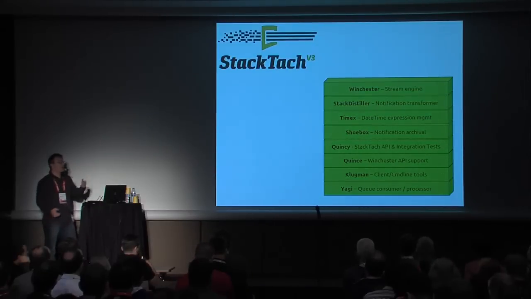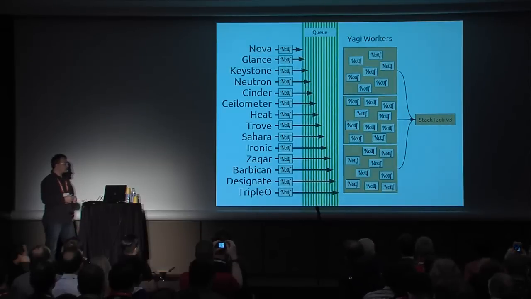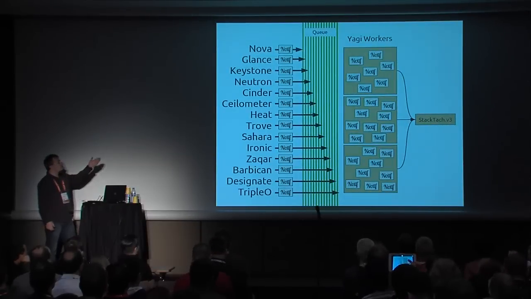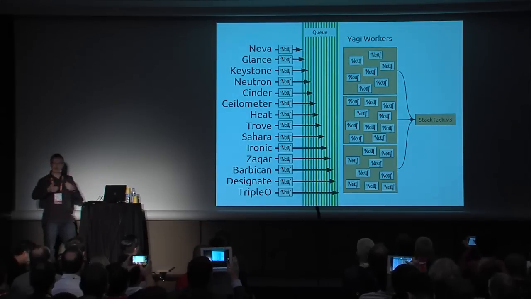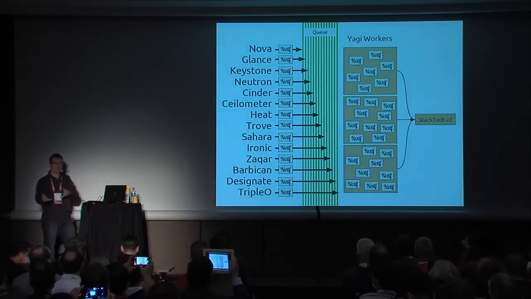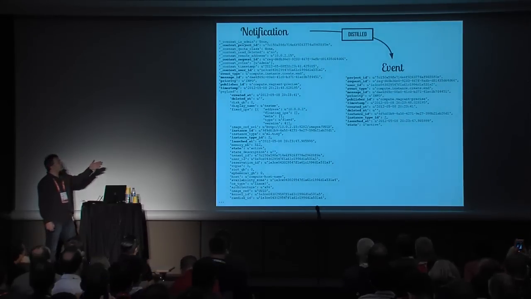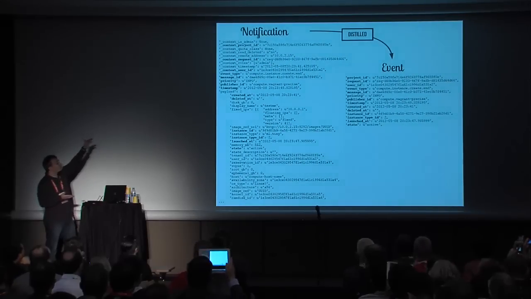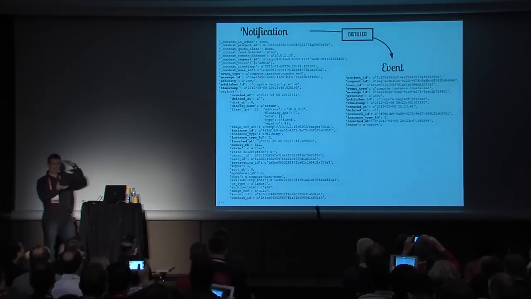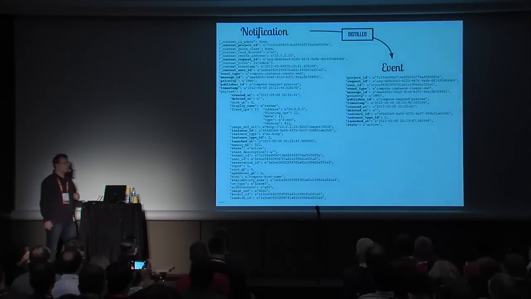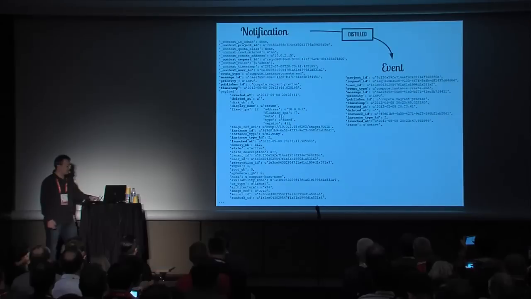And then we have Yagi. Yagi is the thing that consumes from the queues. So if you want to make a solution, one way that we do it is we'll just fire up a whole bunch of Yagi workers that will start pulling these events off of the queues and stuffing it into StackTach version 3. The first step of that process is, like I said, we take that big notification, we distill it. That's what our Stack Distiller library does. And we get this nice, manageable event that we can work with. Everything's been scrubbed and unified and put in the proper format.